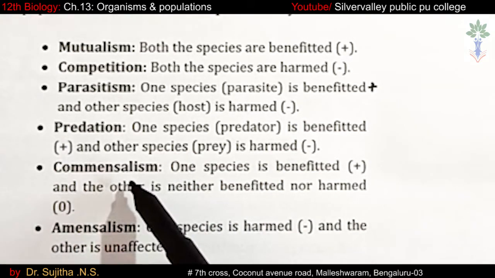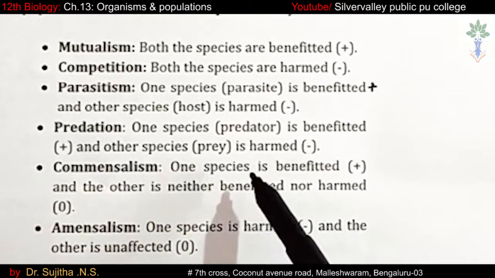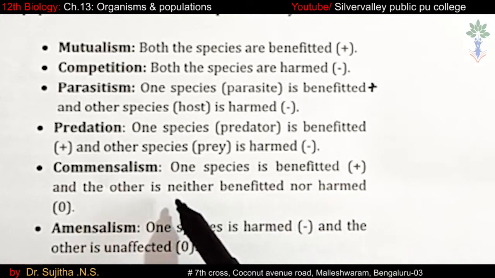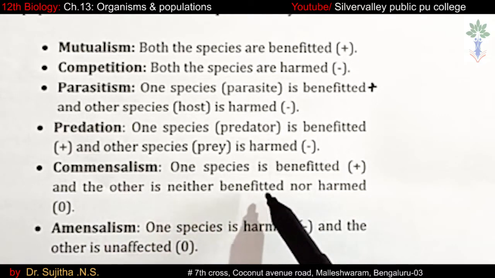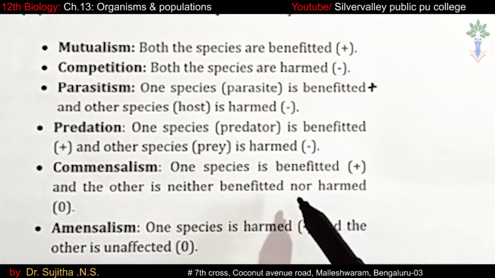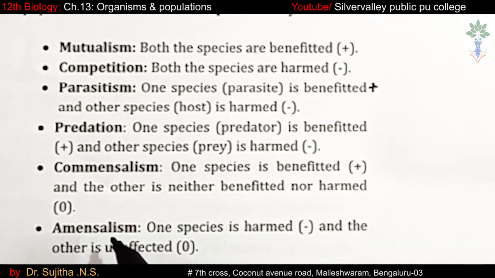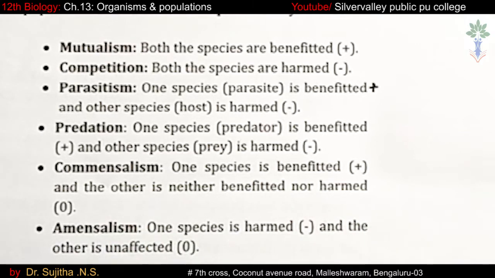Commensalism is an interspecific interaction where one species is getting benefited, that is represented by a plus sign, and the other species is neither getting benefited nor harmed. Since the other species is neither benefited nor harmed, we are representing it by 0. Amensalism is an interspecific interaction where one species is harmed and the other species is unaffected. Since one species is harmed, we are representing it with a minus sign, and the other species is unaffected.